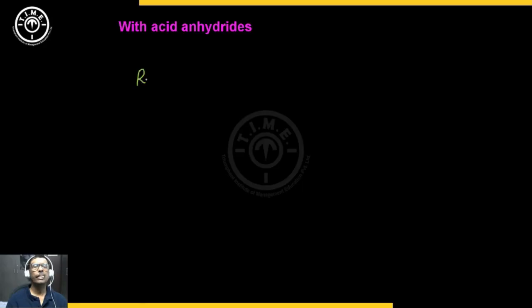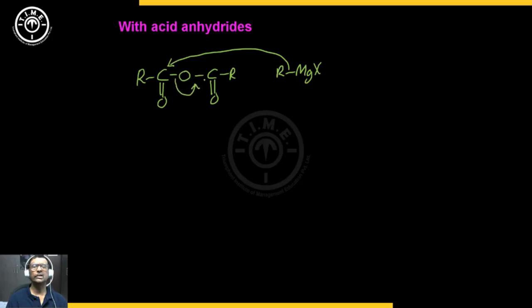So RC double bond O, OC double bond O, and then R, and then RMgX. Again, this R is going to hit this carbonyl carbon, and this RCO minus is out. So you get again a ketone, again a tertiary alcohol. Clear?